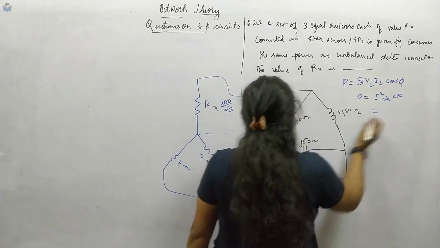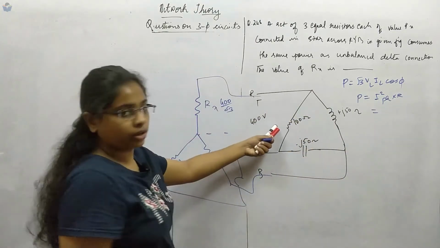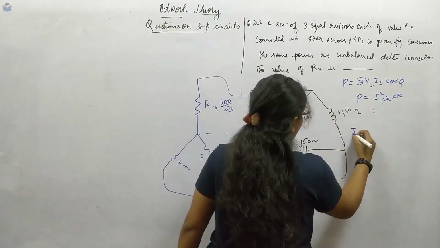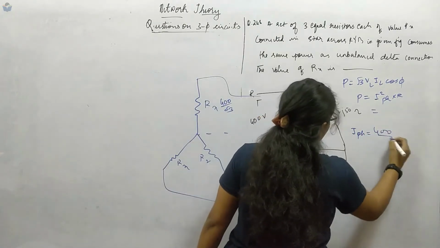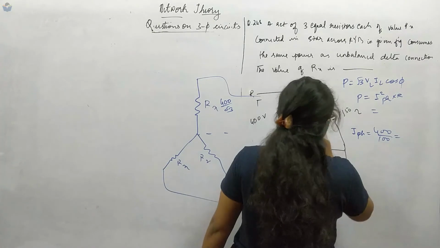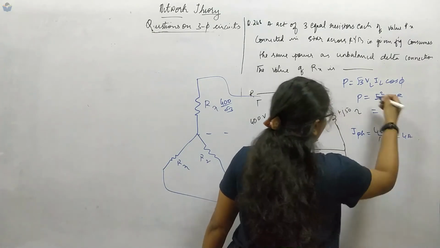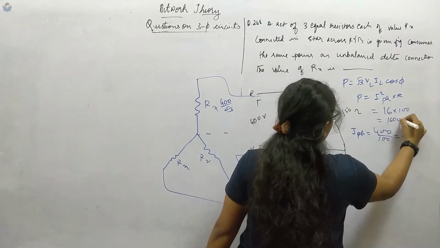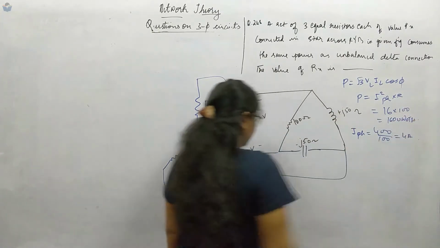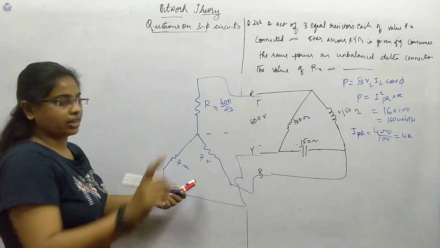So how much is I square here? We do not know, right? So we have to calculate IPH first. IPH is equal to VPH divided by the resistor, that is 4 amperes. So substitute over here, you will get 1600 watts. Correct? Now we have got 1600 watts.